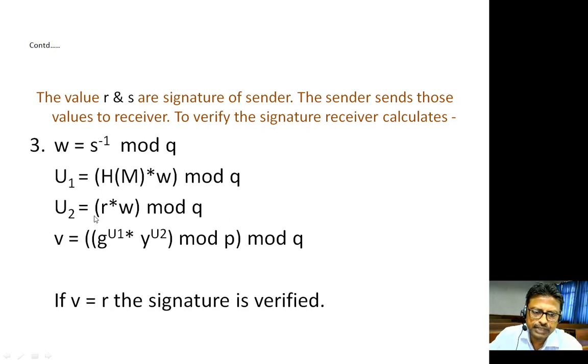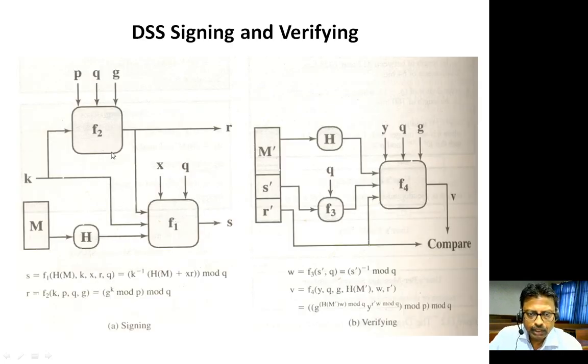Let us give the proof that how this v will be equal to r. And for calculating v equal to r, let us understand what is the value of g to the power u1 into y to the power u2 mod p mod q. So how is it being done? Let us verify. This is the signing and the verifying algorithm representing different functions. Function f2 is applied with p, q, g along with the k, and the output of this f2 is applied to f1 along with the value k and h, so that we get r and s. Let us check how the value of r is calculated.